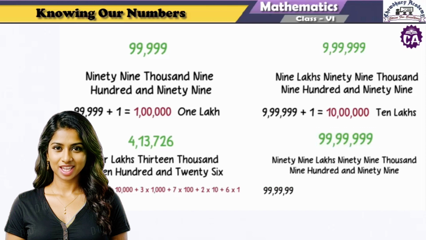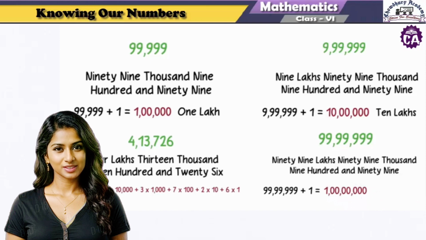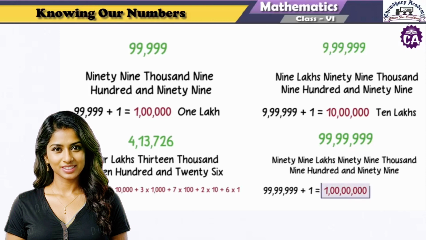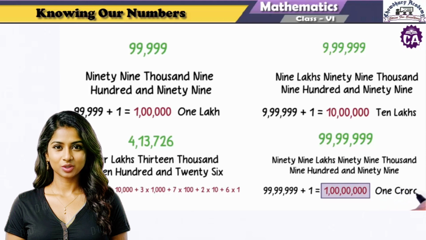Let me ask you the same question again. What will I get if I add 1 to this? This is the number I will get. What's this number called? Well, you can say that it's 100 lakhs. If that's the answer you gave, I wouldn't say you're wrong. But this number is also given a special name. It's called 1 crore. Yes, 1 crore is the smallest 8-digit number.